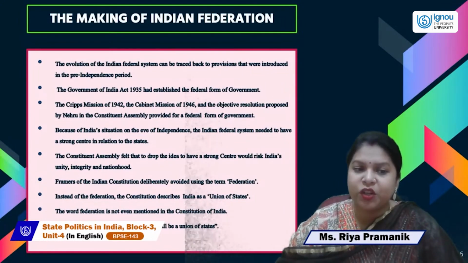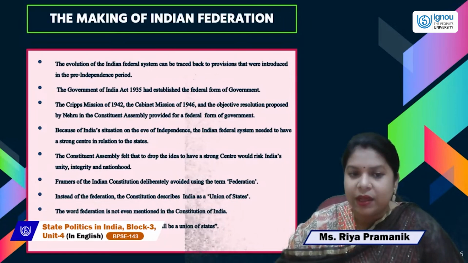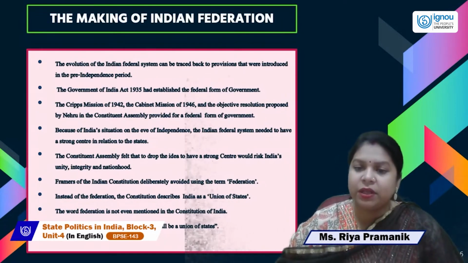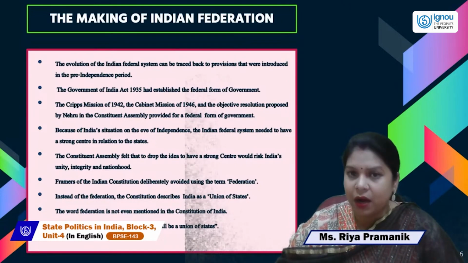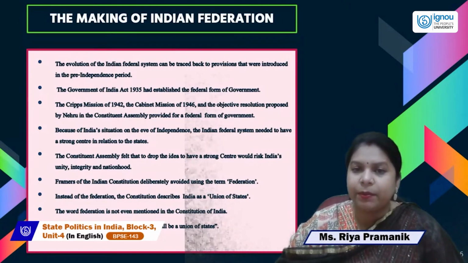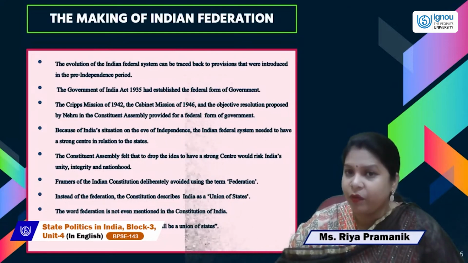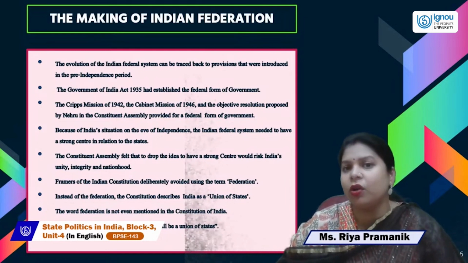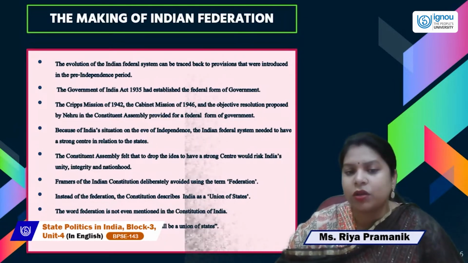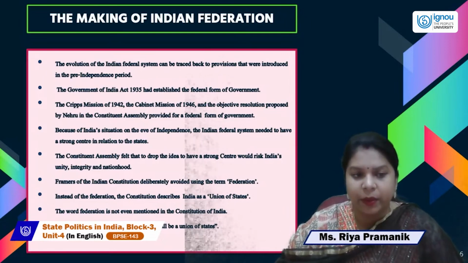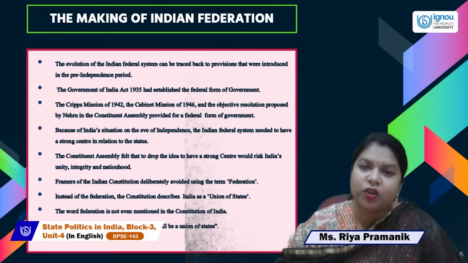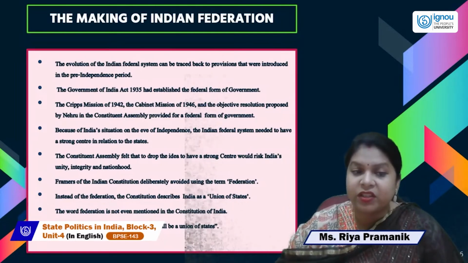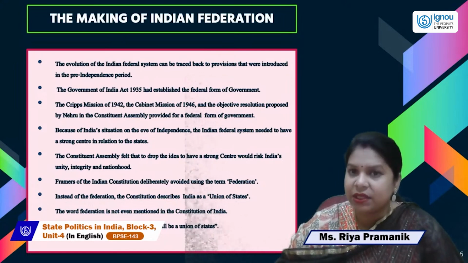Also, the Cripps Mission of 1942, the Cabinet Mission of 1946, and the objective resolution that was proposed by Pandit Jawaharlal Nehru in the Constituent Assembly provided for a federal form of government. So whether it is the Cripps Mission or the Cabinet Mission or the objective resolution, they all talked about the federal form of government. Because of India's situation on the eve of independence, the Indian federal system needed to have a strong center in relation to the states.